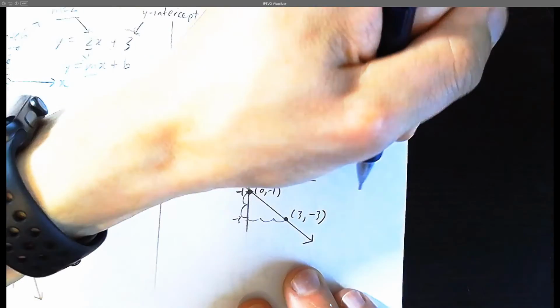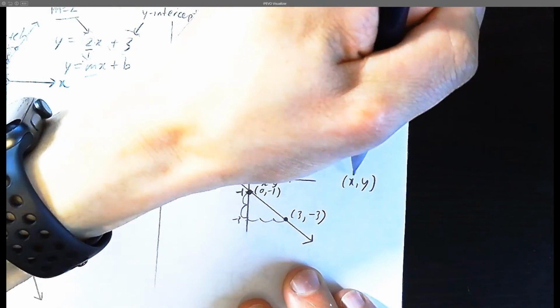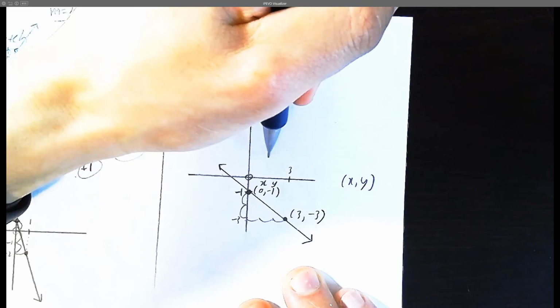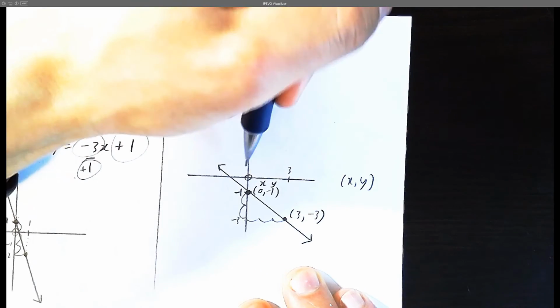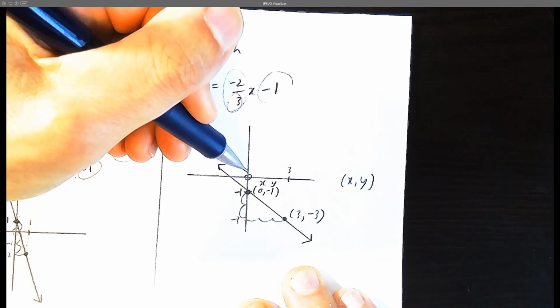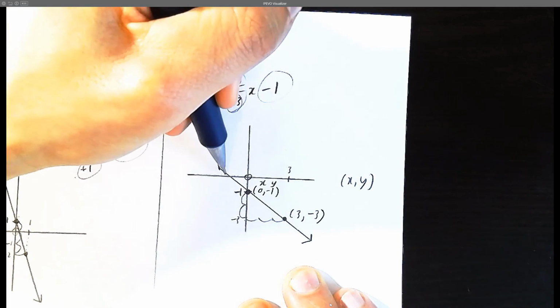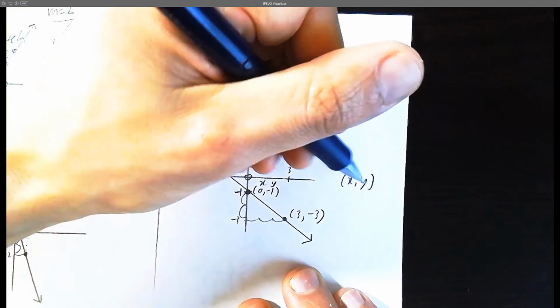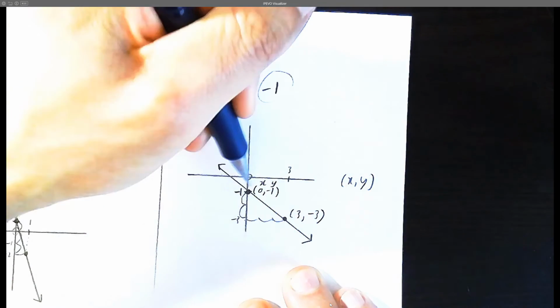So the coordinate system, we have x and y. X refers to how far you are along left or right, and y refers to how far you are up or down. Positive x values would be to the right, negative x values would be to the left, positive y values would be up, and negative y values would be down.